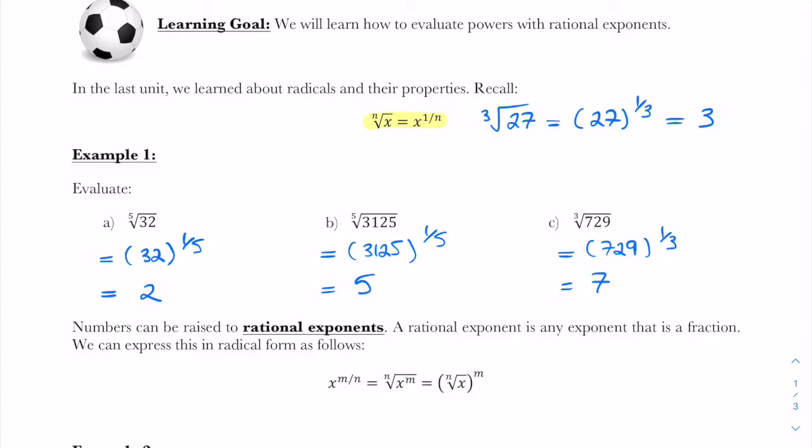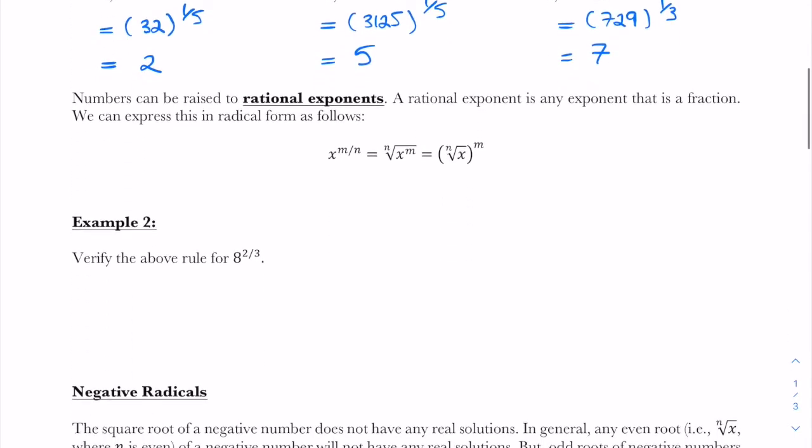Alright, so that was a review from Unit 3. Today's lesson is going to be a little bit more general for any rational exponent. Let's take a look. Numbers can be raised to rational exponents. These are just simply exponents that are fractions. The most general way of expressing a rational exponent is as follows. Let's take a look at the definition below. Here we have x to the exponent of m over n. M over n is the fraction that is the exponent, which is why we call it a rational exponent.